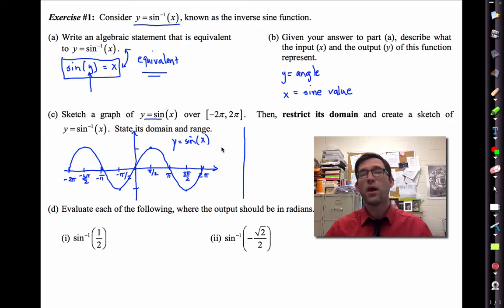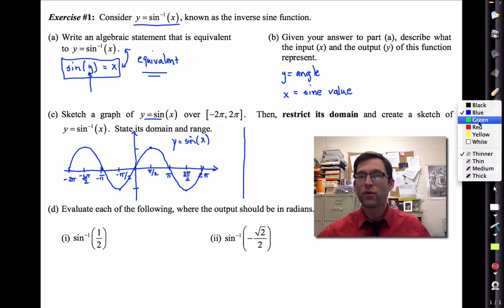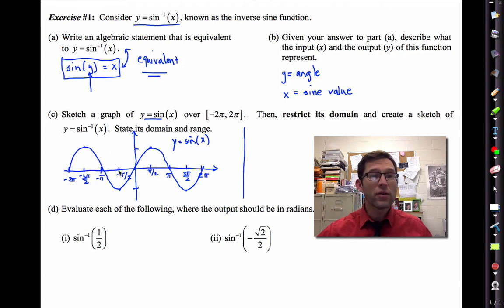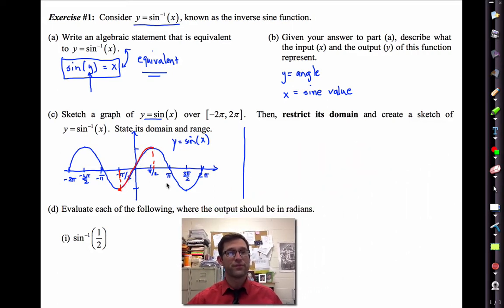Alright, let's go through it. Many, many different ways to do it. I'm going to switch colors real quick. Go over to red. The standard way of doing it is to restrict the domain from -π/2 to π/2. All right, that's the standard way. So the standard restriction is -π/2 to π/2.